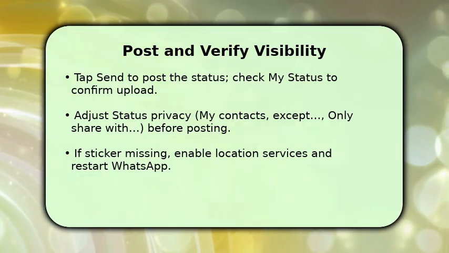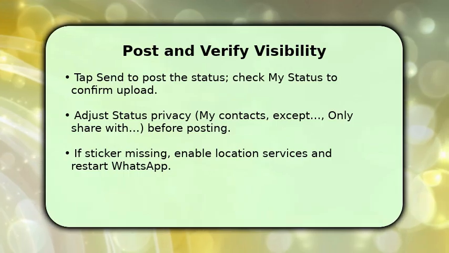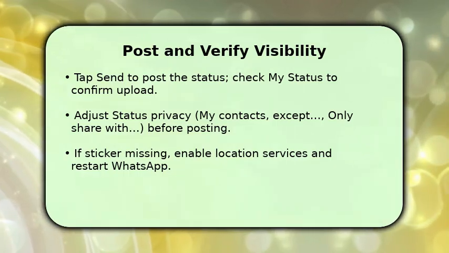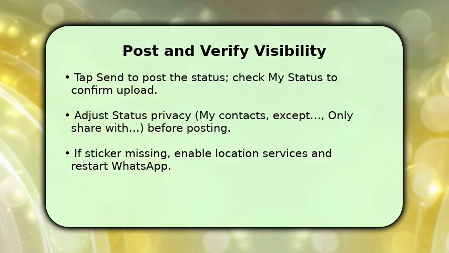If the location sticker won't appear, make sure location services are enabled and WhatsApp has permission. If that fails, restart the app or your phone and try again. Because permissions sometimes.